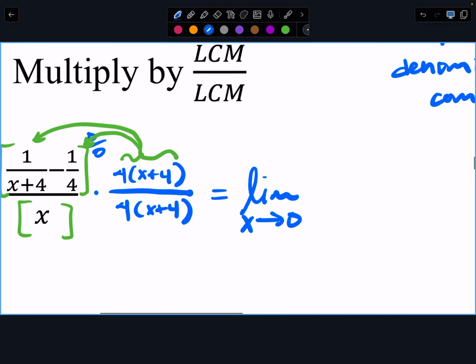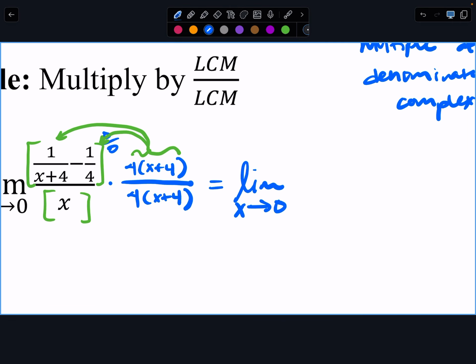So thinking about distributing the 4 times the quantity x plus 4 to the fraction 1 over x plus 4, do we see that the x plus 4s would cancel, leaving us with 4? Okay, minus, and then when we distribute to the 4 times the quantity x plus 4 to the 1/4, the 4's cancel, and that'll leave us with minus the quantity x plus 4. No need to multiply out the denominator. Again, we know that that x is what we're trying to get to cancel.